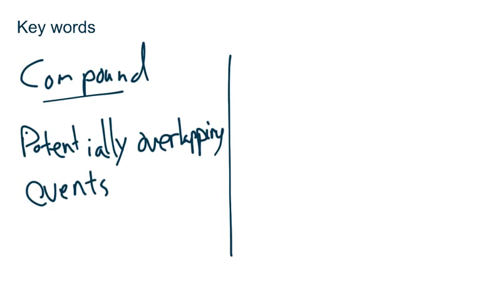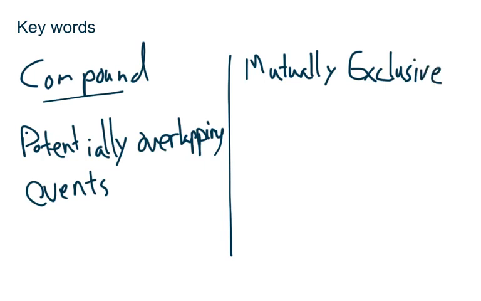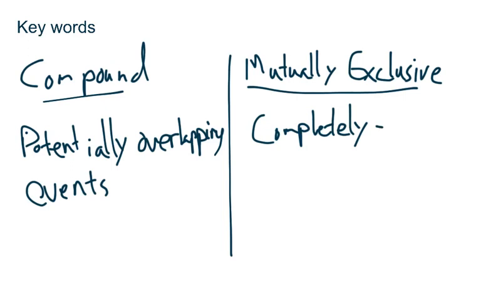Now the other keyword that we have is, well, it's more of a key phrase, mutually exclusive. And what we're getting at with mutually exclusive is that these are completely separate events. And we need to know what we're dealing with before we start to calculate some probabilities, because each of these has a different tactic.